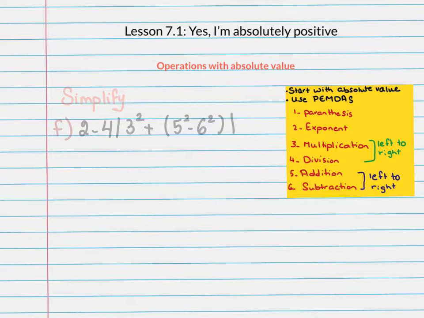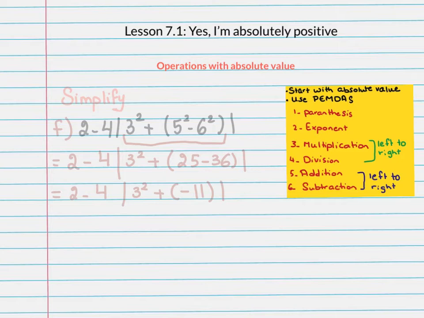Another example, we will start with the absolute value here. Again, with the parentheses, so 2 will stay as is, -4 will stay as is, absolute value, 3 power 2 plus, here inside the parentheses we have exponent first, so we have to do it, 25 minus 36, and then we continue. 2 minus 4, absolute value, 3 power 2, because we didn't finish the parentheses yet. 25 minus 36, and that's a -11.